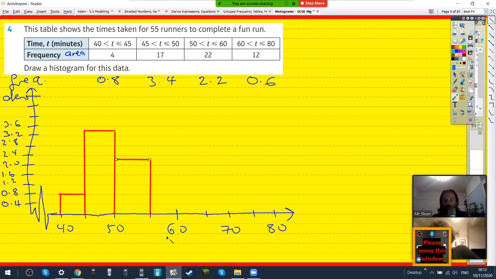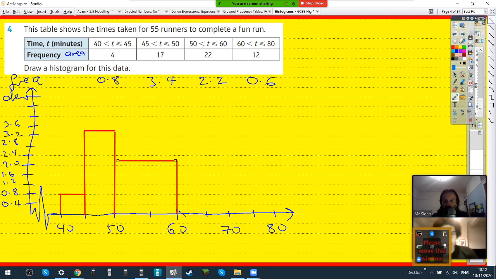The next one would be 0.6, and it would go from 60 to 80. Yeah, I made a mistake with this one. 50 to 60, it should be all the way out to there, I think. 50 to 60. 2.2. Great. Okay. Any questions there?